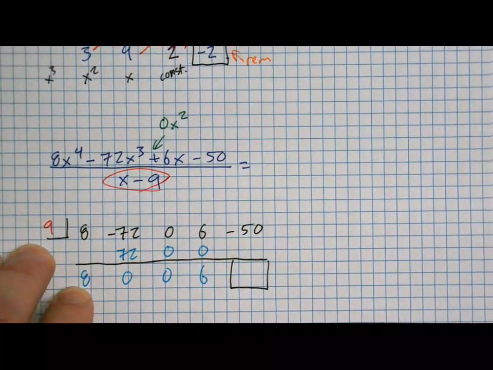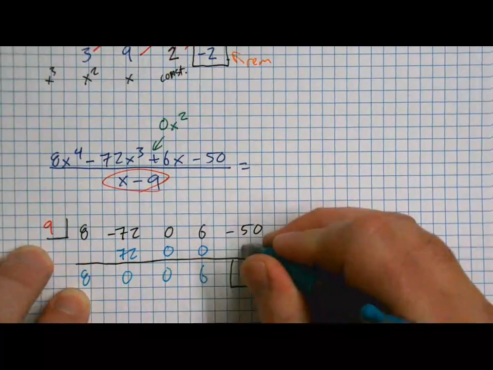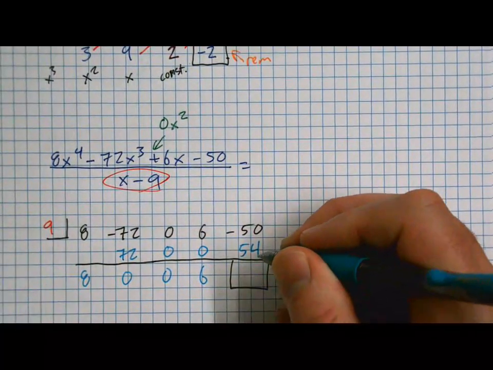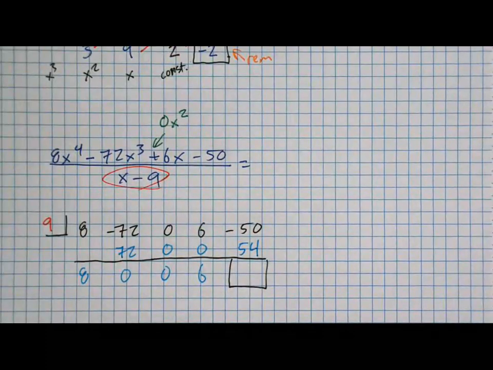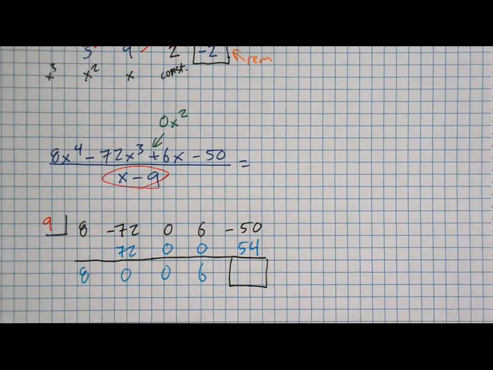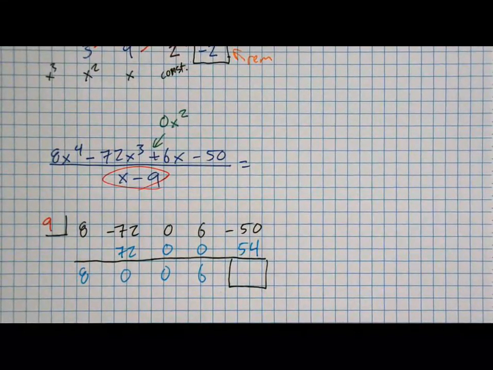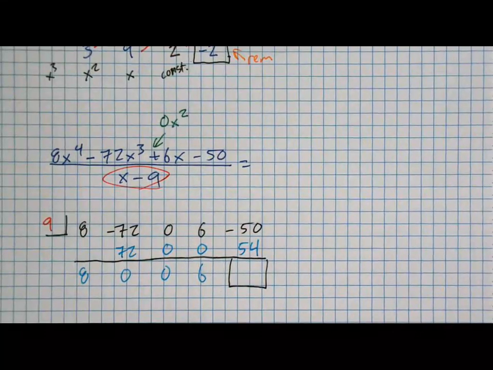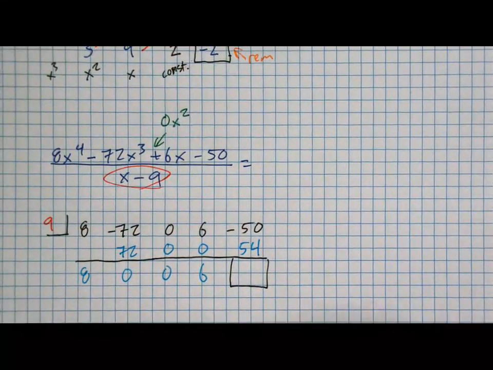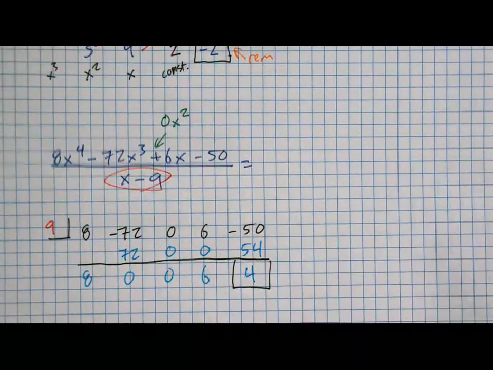9 times 6 is 54. That's right, isn't it? I got this wrong earlier today. 9 times 6 is 54, not 56, right? That's embarrassing. All right, and then add, that's 4.